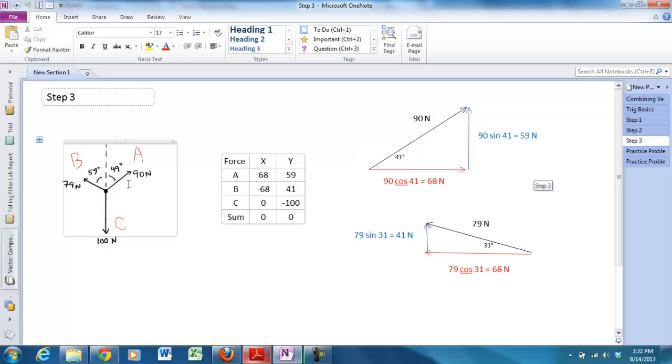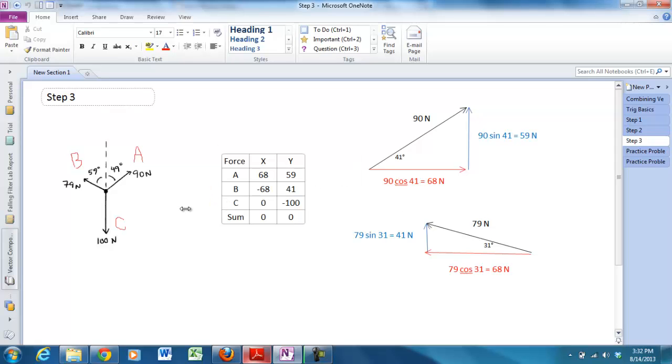So we're assuming a coordinate system that's centered at the origin at this little black dot. So anything to the right is positive in the x direction and up is positive in the y direction. So consequently, A's components for both the x and the y are both positive. And B's x component is negative because the force is to the left, so the x component is negative 68. But the y component is pointing up, so it's positive.